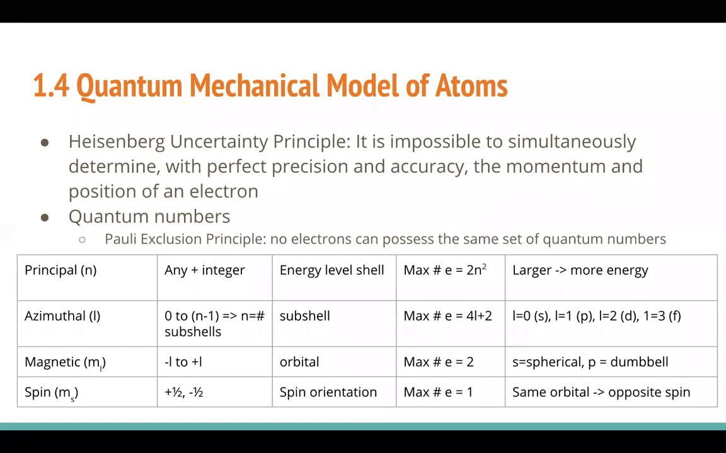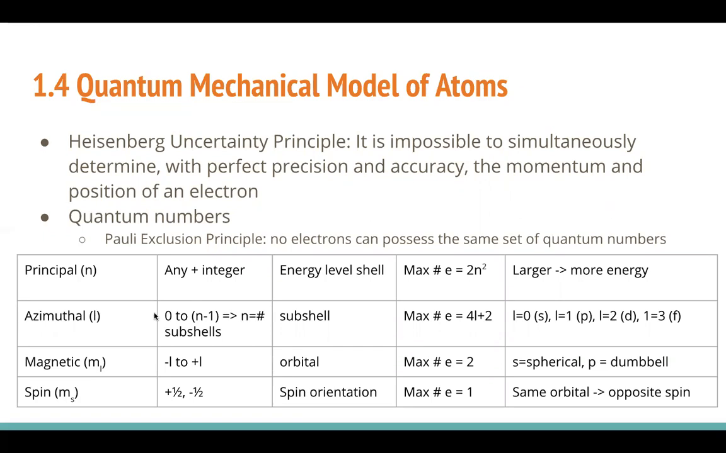So quantum numbers are pretty important. The Pauli exclusion principle is just that no two electrons can possess the same set of quantum numbers. You don't need to memorize this guy's name or the name of this principle. Just know that electrons in one element have to have different sets of quantum numbers.